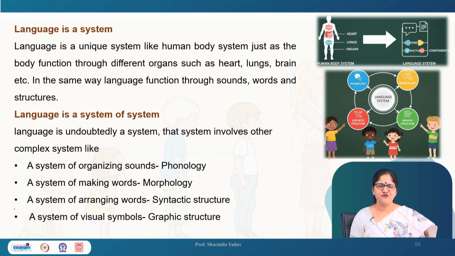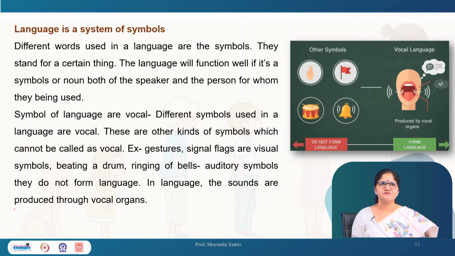Language is undoubtedly a system. That system further involves other complex systems: a system of organizing sounds, phonology; a system of making words, morphology; a system of arranging words, syntactic structure; a system of visual symbols, that is graphic structure. Language is a system of symbols.